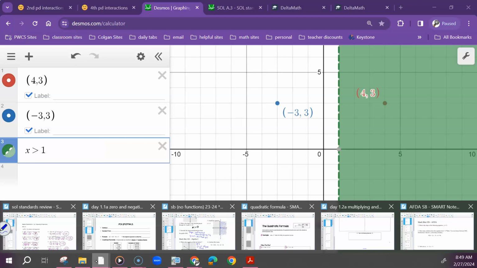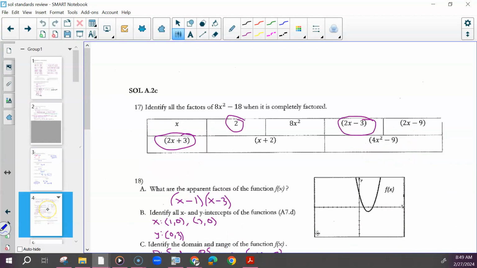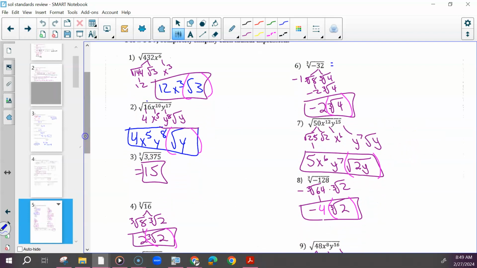Great. Does anyone need another SOL packet? Okay. So I want you to write down just answers only for SOL A.3. If you don't have it with you but have it at home, write down the answers on a piece of paper so you can transfer them later.